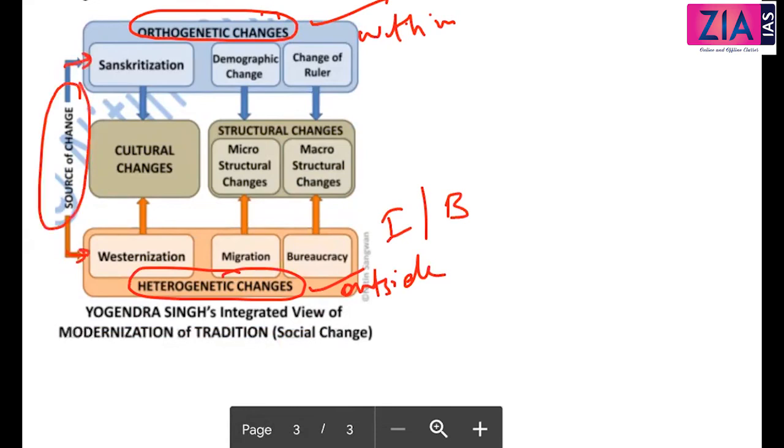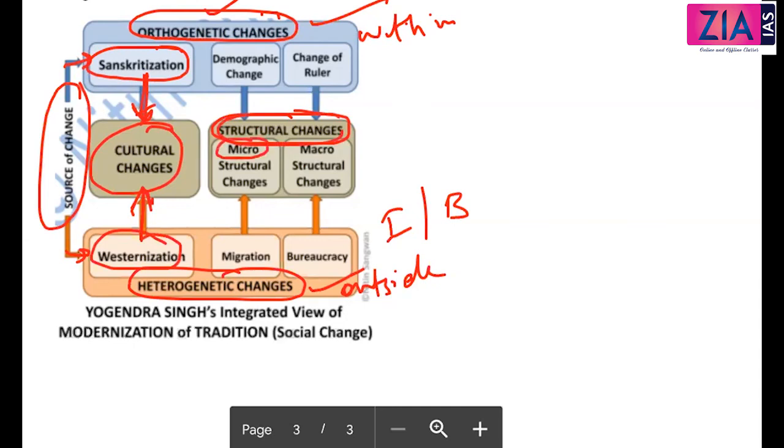So first you write the source of change. Then divide this into cultural and structural. What are the cultural factors? Sanskritization within, Westernization from outside. I hope this part is clear. We have discussed Sanskritization and Westernization. This is from within, this is from outside. Now the structural change we divide into micro and macro. Micro, from within: demographic changes, then the change of ruler. Macro: here migration, bureaucracy, like that.